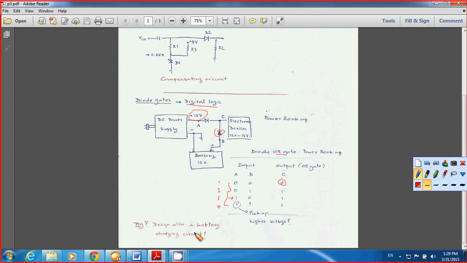Now think about, at the same time, if you also want to be able to charge your battery, how do you modify the circuit? Just think about it. Okay, let me give you a hint: you need to add another diode, but I'll let you work out the way to connect the diode to the battery and to the DC power supply.